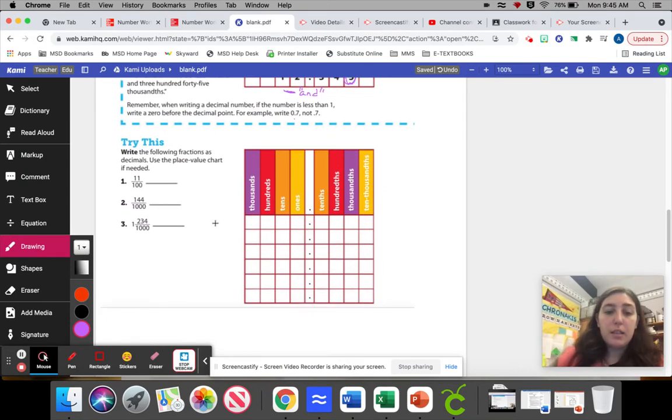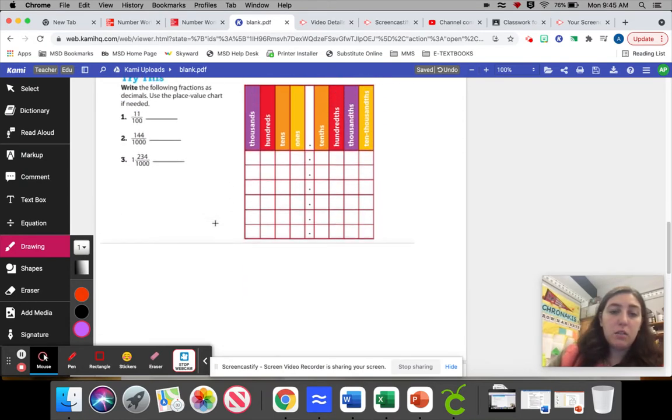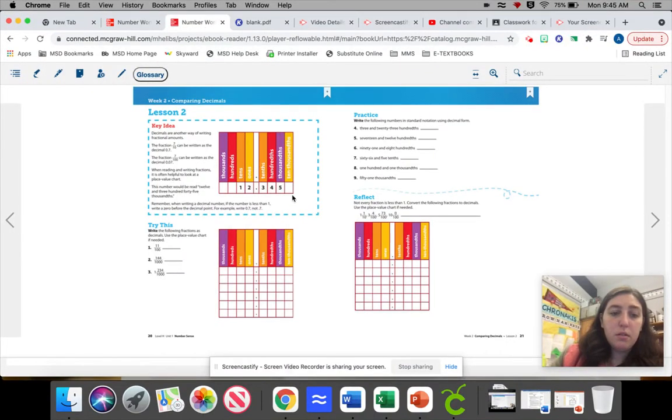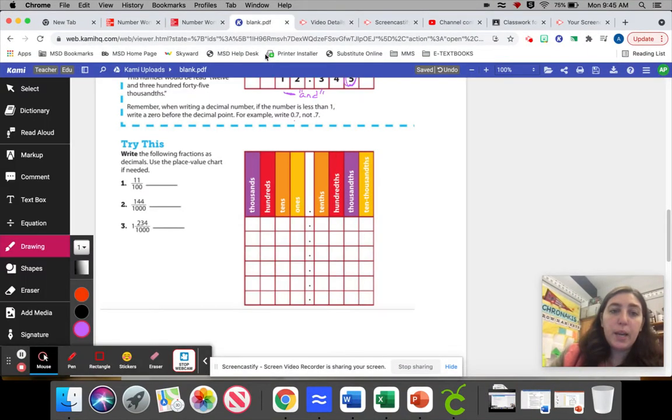So we're in the try this section. Again, I didn't get the page number. This is page 20, so page 20 in your math workbooks. We are going to write the following fractions as decimals, and we're going to use the place value chart if we need it. But again, it really is helpful when we're trying to convert a fraction into a decimal. And remember, we're not changing the value of these numbers, we're just going in between forms.